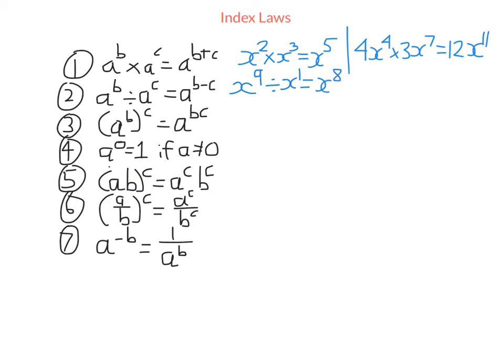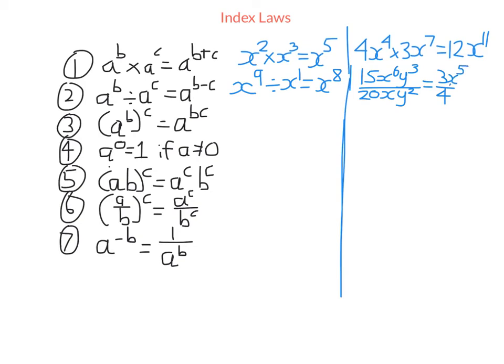So similarly, if I have different letters and different numbers, I do the numbers separately and the different letters separately. So if I have an expression like this, remembering that this line here means divide, I go 15 over 20, simplifying in my calculator. X to the power of 6 divide x, keep the same base, subtract the power. Y to the power of 3 divide y to the power of 2, keep the same base and subtract the powers. Of course, y and y to the power of 1 are the same thing.